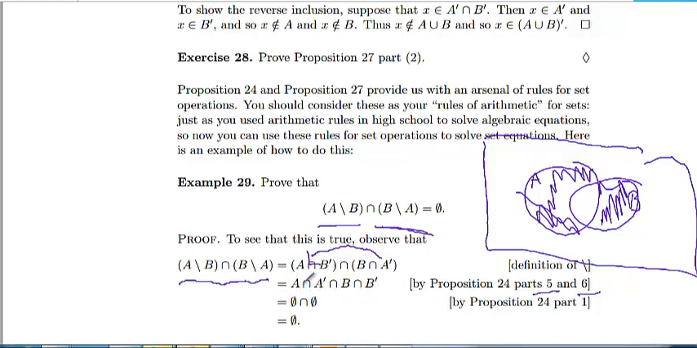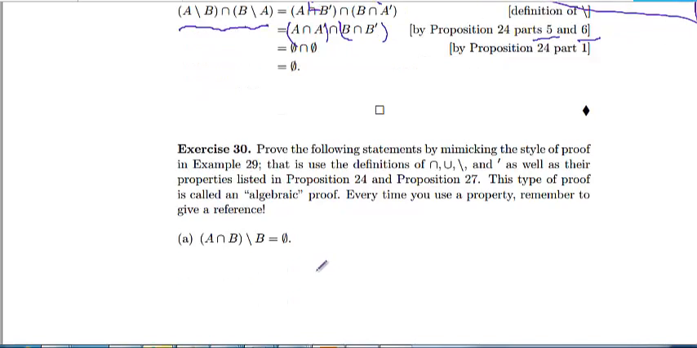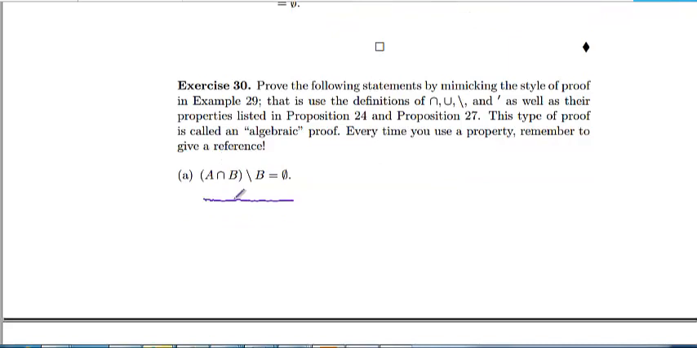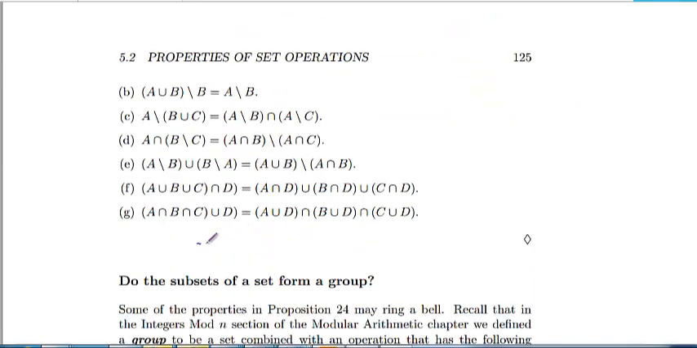Then you can group this part and group this part, and that gives us empty set intersect empty set. There are some details that are not included in this write-up, so hopefully you can see how that's working there. And the empty set intersect the empty set is the empty set. So you should be able to do the same thing with this. Remember, you take this definition and you'll use some of these set identities. In this case, I think you use the distributive law or something like that. Maybe not, but you'll use something. So here's a lot of identities to practice on.